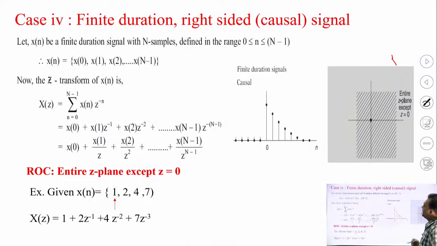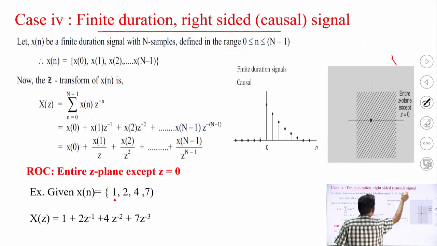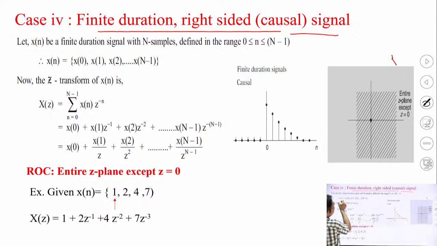Now similar things are applicable for a finite duration right-sided signal or causal signal. In case of a finite duration signal, our limit is from 0 to n minus 1 if our sequence consists of n values. So the sum for n equals 0 to n minus 1 of x[n] z to the power minus n. When we put in the values, we will get negative powers of z. Due to this negative power of z, we can represent it also like this.